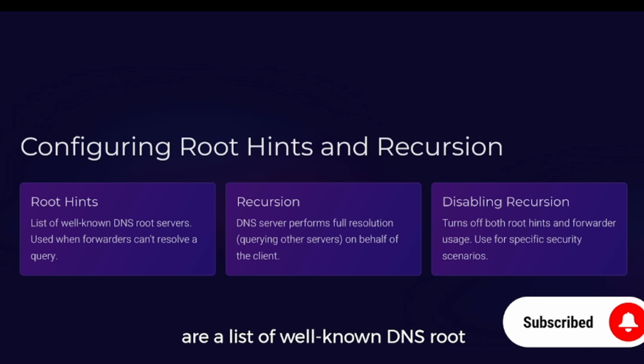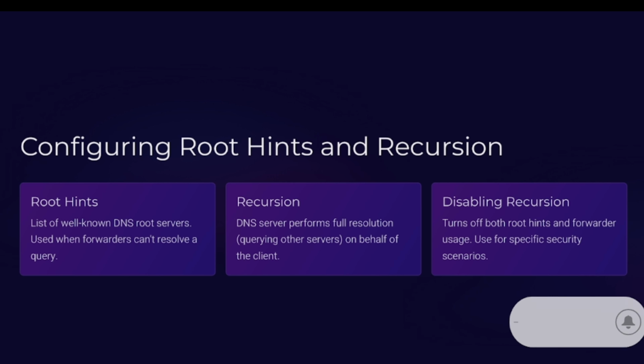Root hints are a list of well-known DNS root servers, used when forwarders can't resolve a query. Recursion is when the DNS server performs full resolution, querying other servers on behalf of the client. Disabling recursion turns off both root hints and forwarder usage, which can be useful for specific security scenarios.